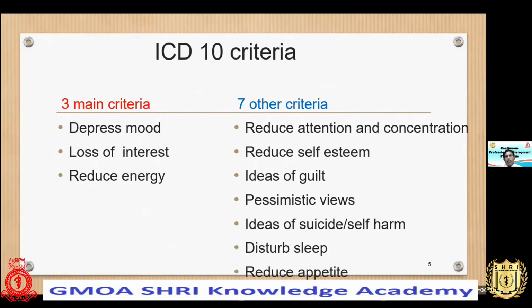This is the ICD-10 criteria of depression. We diagnose psychiatric illnesses using the International Classification of Diseases 10, or the DSM-4, now it's 5. Three main criteria: depressed mood, loss of interest in pleasurable activities, and reduced energy. This is the basic thing, so I will move a little fast. Seven minor criteria: reduced attention and concentration, reduced self-esteem, ideas of guilt, pessimistic views about life and the future, ideas of suicide or self-harm, disturbed sleep, and reduced appetite. According to these, we categorize mild, moderate, or severe depression. I'm not going into detail because the focus of this lecture is different.